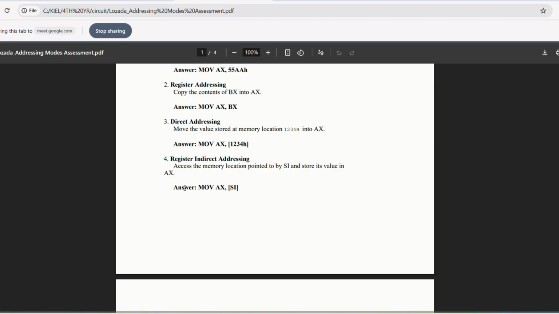The CPU goes to that memory address, reads the value there, and then loads that value into AX. This allows the program to access different memory locations dynamically just by changing the value in SI without modifying the instruction itself.